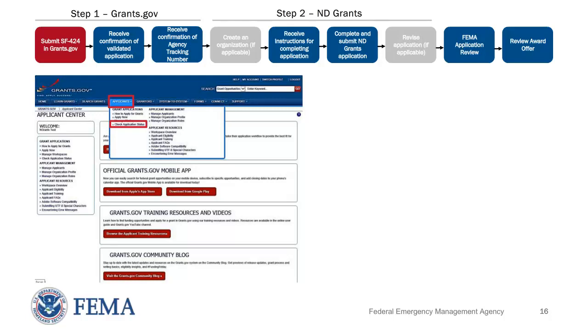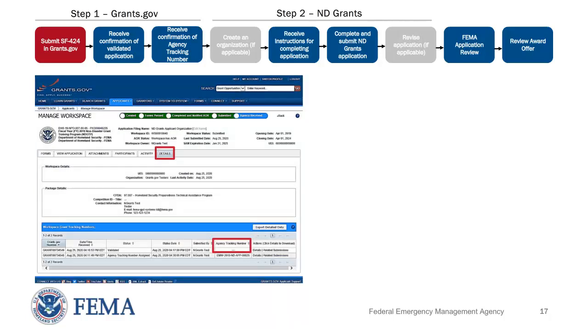You can also check the status of your application's transfer to ND Grants in grants.gov. From the grants.gov homepage, click Manage Workspaces under the Applicants tab. Search for your workspace and click Manage. When you have reopened your workspace, click on the Details tab. If your application says it is validated but the agency tracking number field is blank, then it is still in the process of transferring from grants.gov to ND Grants. When the agency tracking number field is filled in, your application has successfully transferred and is undergoing initial review.